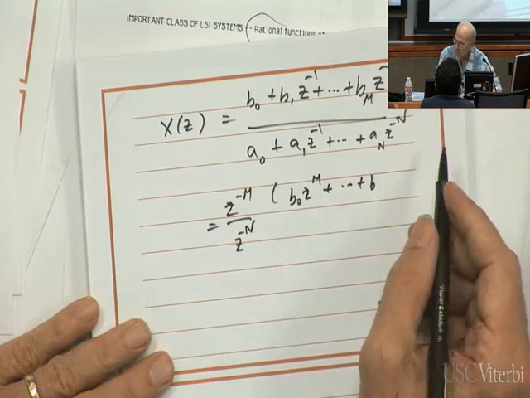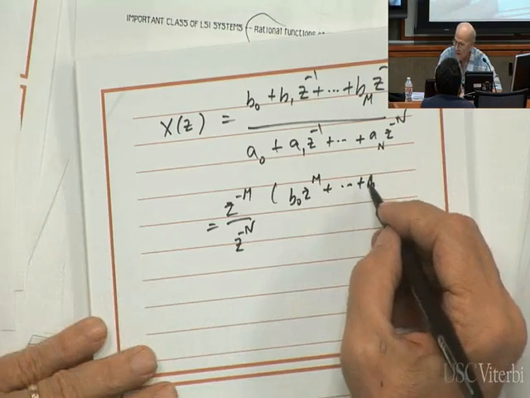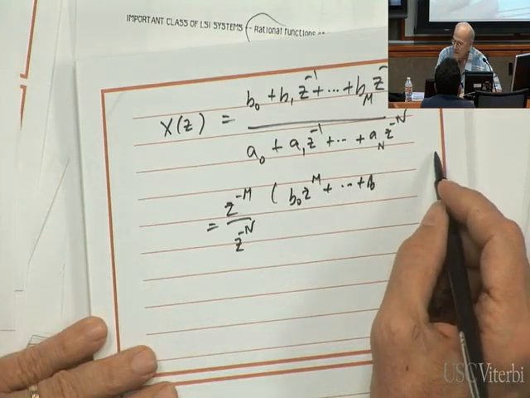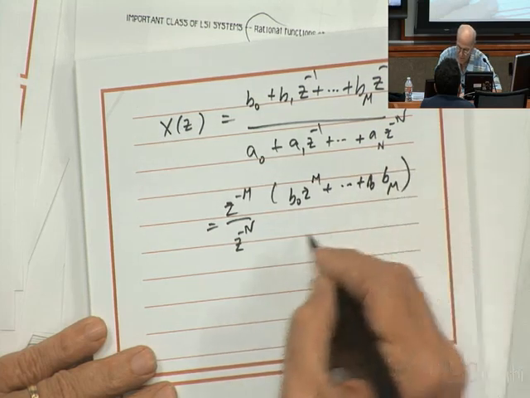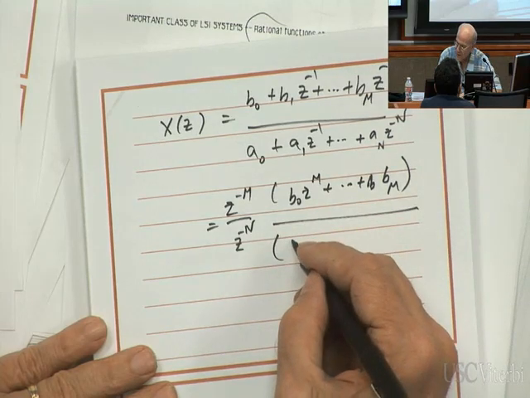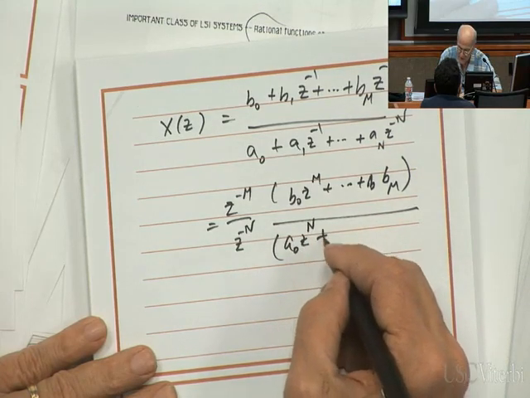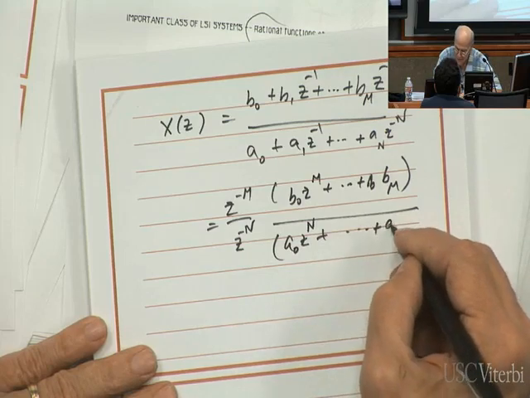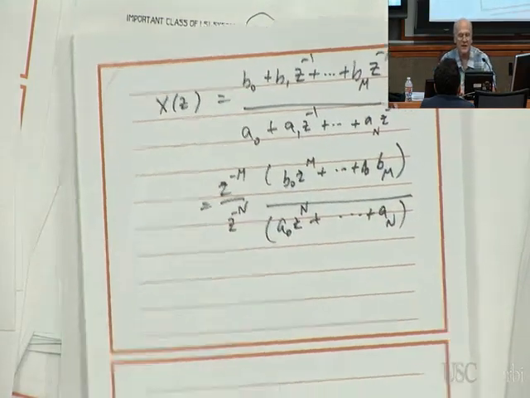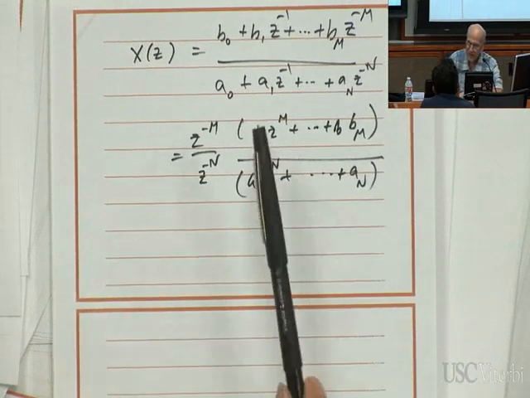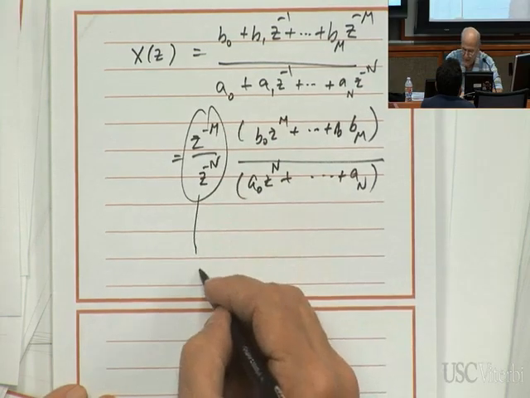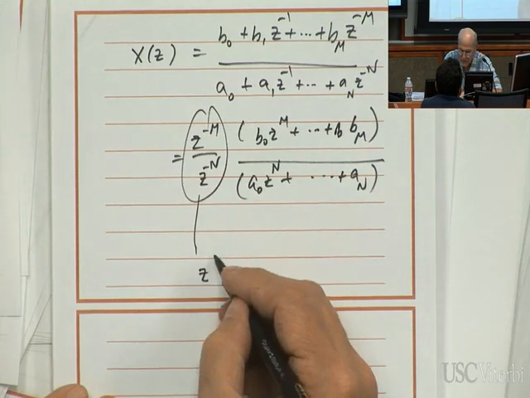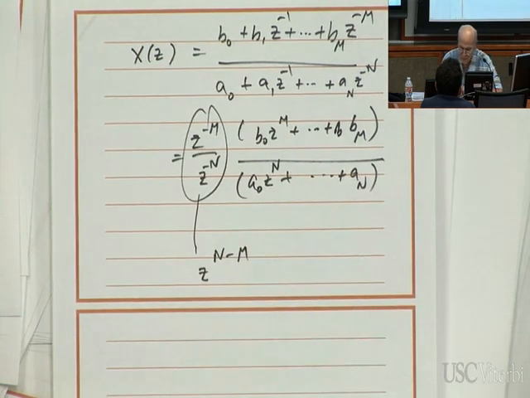Oh, I'm sorry. Well, all the way down to one, I guess. Or all the way down to dot dot dot b sub m. And the same thing in the denominator, a naught z to the plus n all the way down to plus a sub n. I prefer to write it like that because now you see that you have m zeros, you have n poles. In addition, what is this? I can write it as z to the n minus m, right?